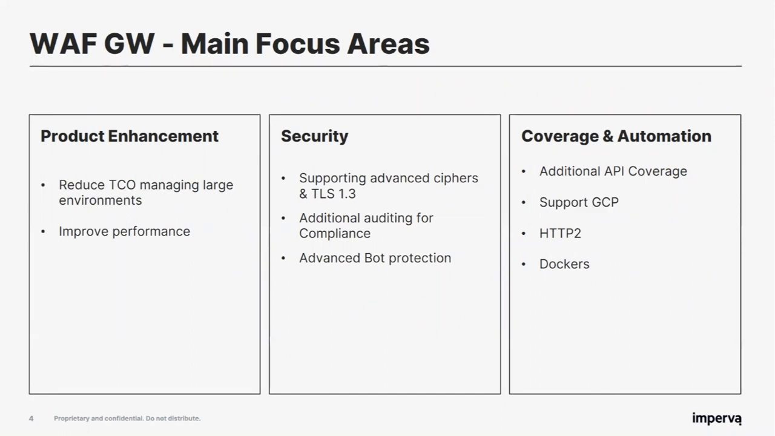Last but not least in our focus is coverage and automation. We would like to be able to support any platform out there and give DevOps the flexibility they need. Some examples would be additional API coverage that we're adding each version, and I will show you some examples of that. Support is coming for Google Cloud; we already support AWS and Azure, and Google Cloud is going to be supported in a few months. HTTP2, and last but not least, the ability to run WAF Gateway on Dockers, which we're looking to have next year, and I'm going to talk about that as well.